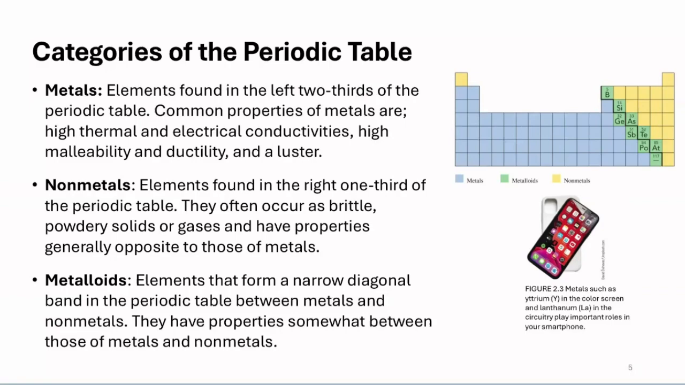To give you an example of where we can see some of these elements play a role in everyday life, metals such as yttrium, as we can see in figure 2.3, are present in the color screen, and also lanthanum is in the circuitry of smartphones.